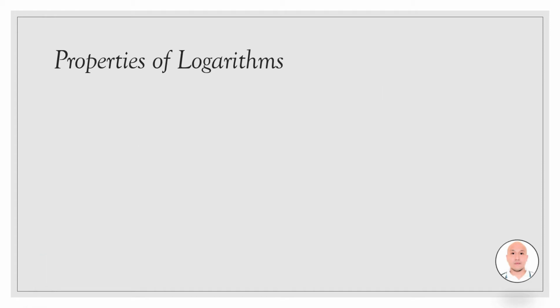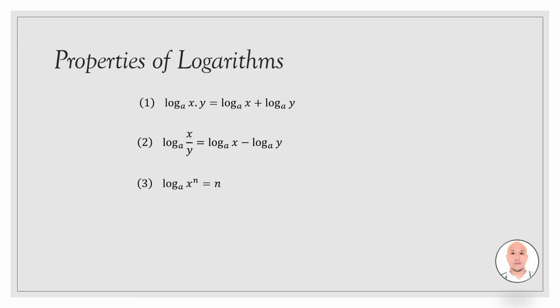Let's discuss properties of logarithms. Number 1, this is the product rule: log_a (x times y) is equal to log_a x plus log_a y. Second, this is the quotient rule: log_a (x over y) is equal to log_a x minus log_a y. Third is the power rule: log_a x raised to n is equal to n log_a x.